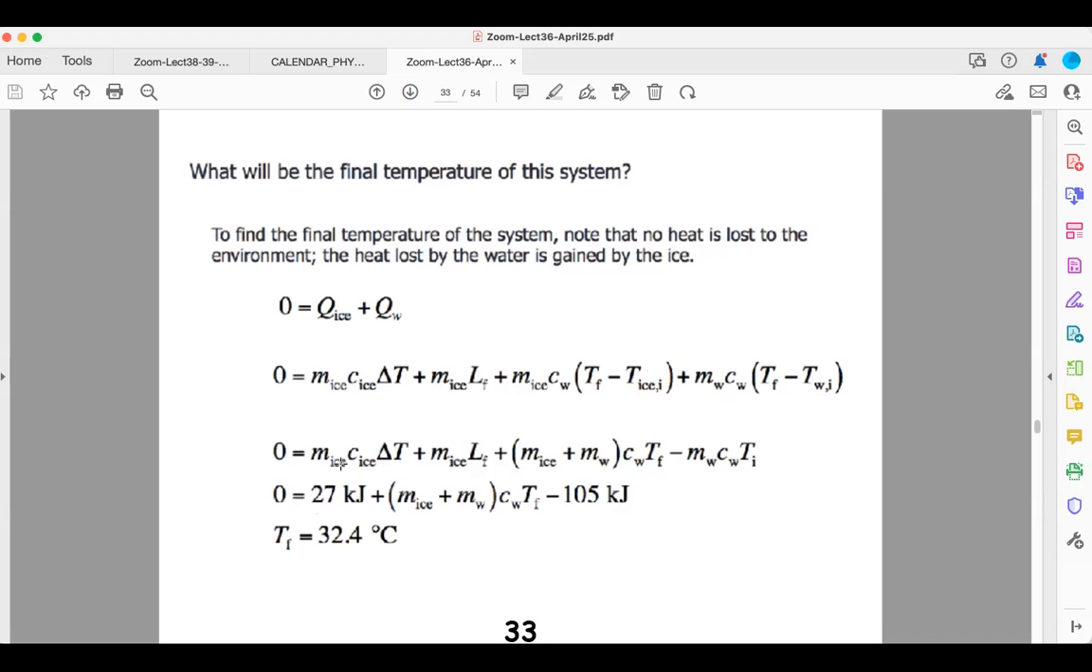So what we do is mass of the ice, C of the ice, delta T, plus mass of the ice, LF, and then here I put together mass of the ice and mass of the water, then multiply C of the water, T final, minus mass of the water, C water, T initial. So I know everything in this equation, essentially, but T final. So once I substitute everything and do the calculation, I found that T final is equal to 32.4 Celsius. So this was the tricky one that I wanted to review with you.